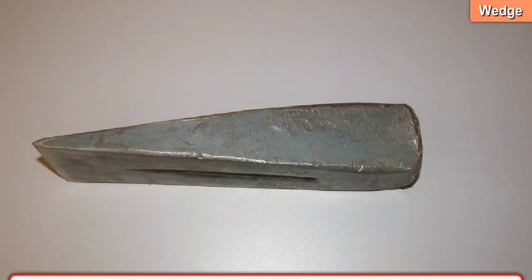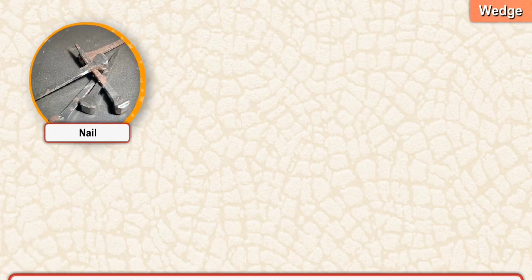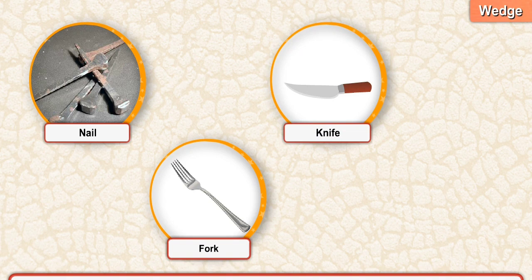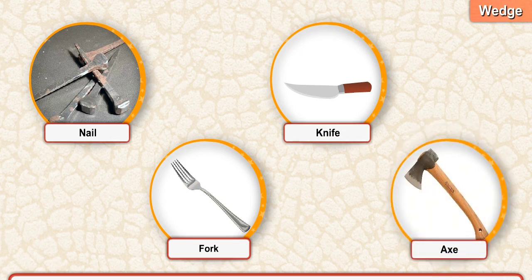Wedge. A wedge has two inclined planes put together to form a sharp, thin edge. A nail, fork, knife, and an axe are examples of wedge.